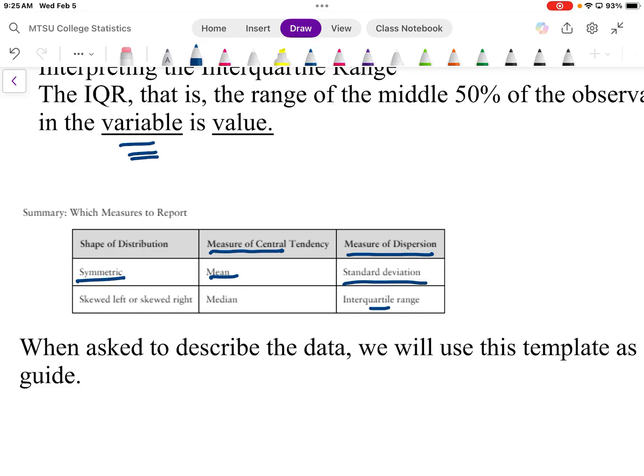Very rarely do we use the range as a measure of dispersion. The only time we would is if they don't give us all the data values and we just have the minimum and maximum. Then we're forced to use the range to talk about the spread. But if we're given all the data values, we could find the IQR by finding Q3 and Q1, so it's preferable that we use that when we're given all the data values.